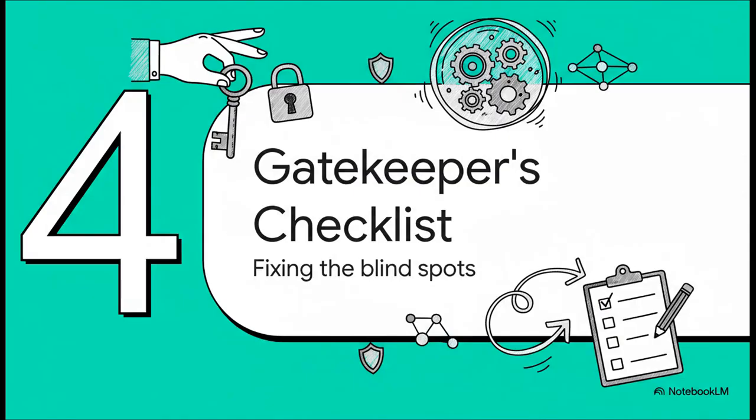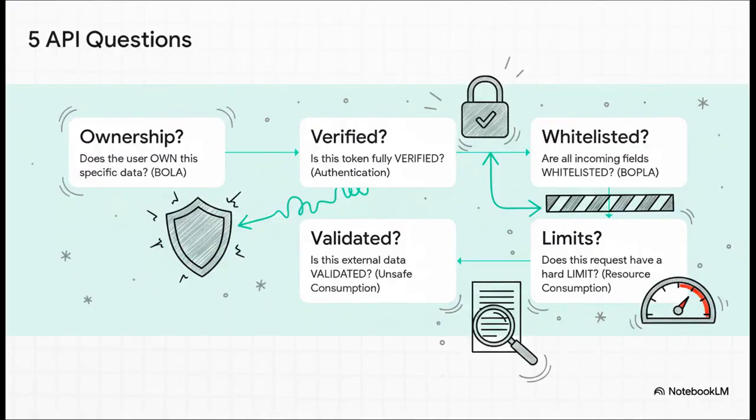Whew, okay. We've covered a lot of ground. Authorization, authentication, consumption. So how can we boil all this down into something you can actually use? Well, let's build a simple, powerful checklist for our gatekeeper to fix these blind spots. It really just comes down to this. If you can confidently answer yes to these 5 questions for every single one of your API endpoints, you have defended against the most common and damaging attacks out there. This turns a bunch of complex security theory into a straightforward, practical guide.